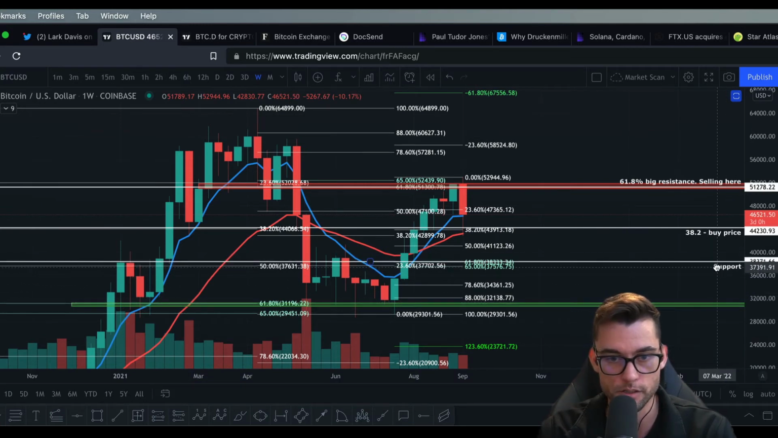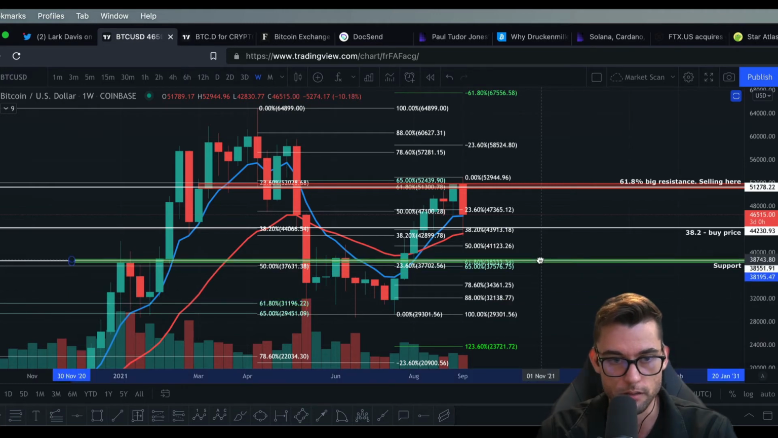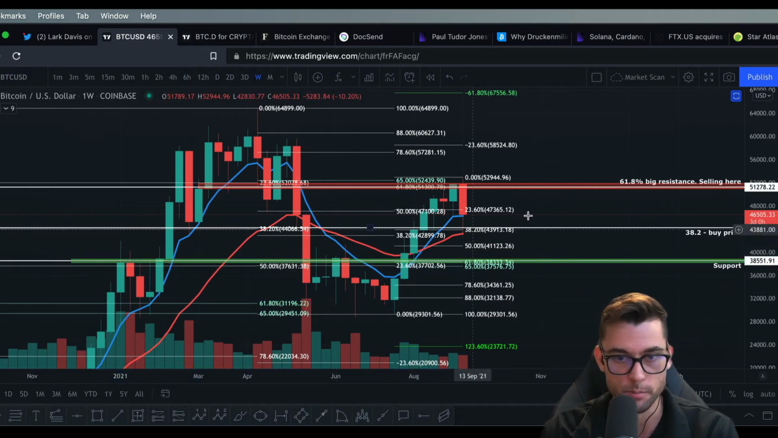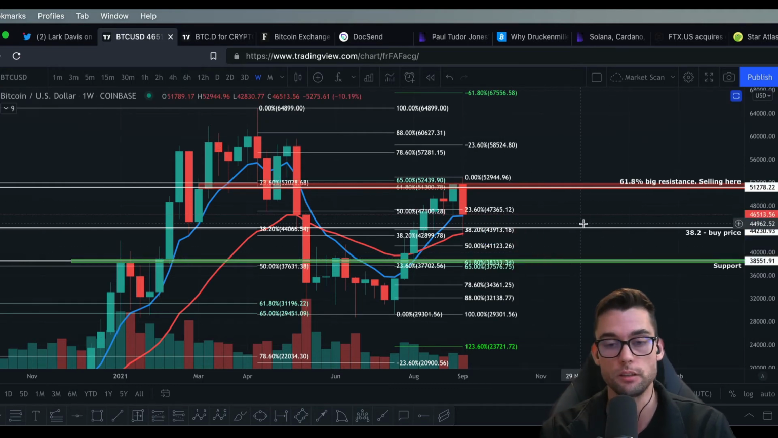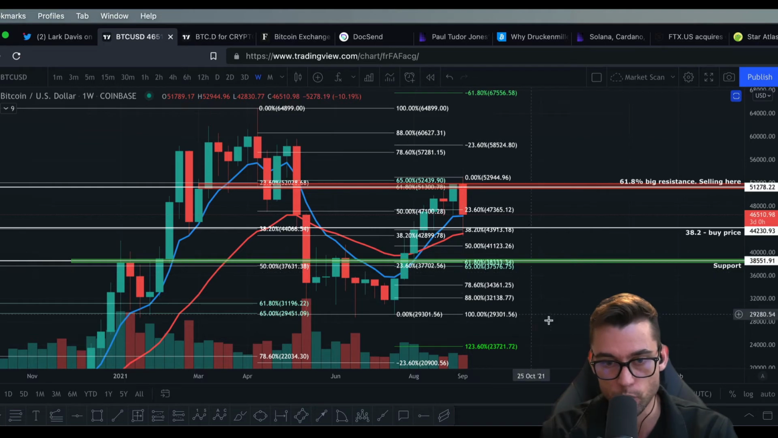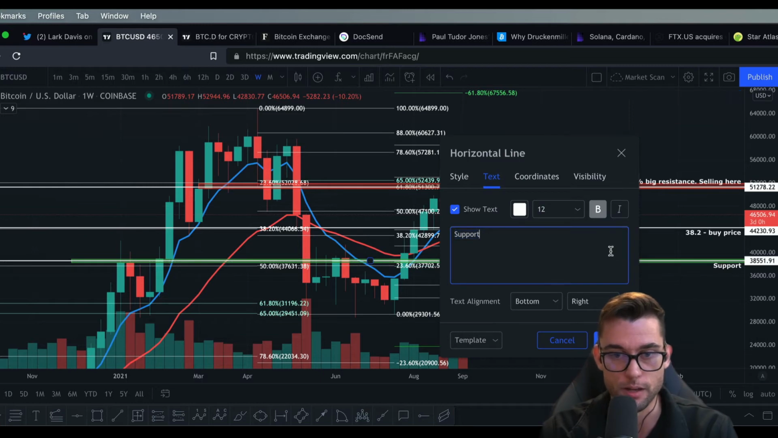So if we're using these Fibonacci levels, this is where I would buy the next support if Bitcoin were to crash. If Bitcoin crashes, and this is something that you could put to the bank, I highly, highly, highly believe that we will get a big bounce off of $38,500. So buy here. This is what I am doing.